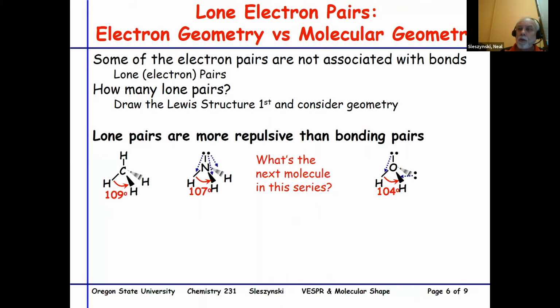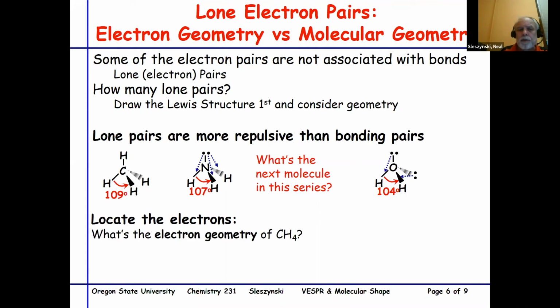Well, we're going to make a definitional difference between electron geometry and molecular geometry. And you'll need to be able to understand these if you want to understand how our molecular geometries are formed. So the first thing that we're going to do using our Lewis structures is locate all of the electrons, all of the electron pairs.